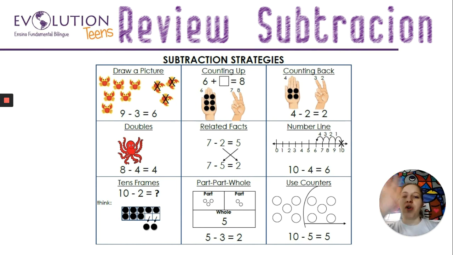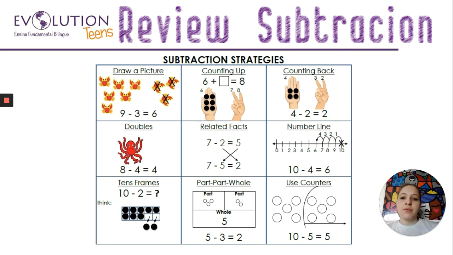The same thing here we have for subtraction. You have the pictures drawing, so you take what you don't need. So 9 minus 3, you pick and take off 3. Counting up, yeah. Instead of take off, you add. So 6 to make 8, how many? I need 2 more. Counting back, so you have 4, and you count back. So 3, 2, and you have the result.